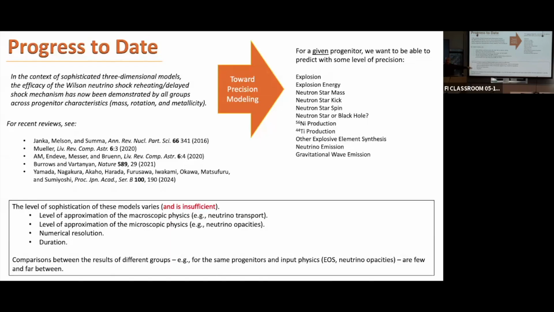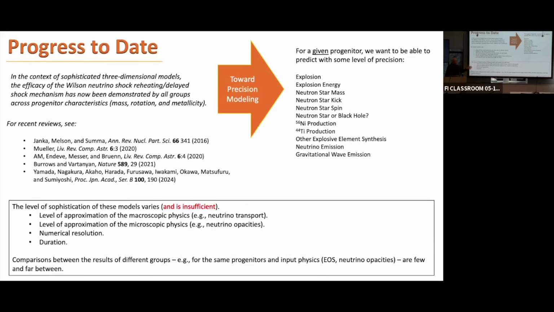The numerical resolution in the models has varied from very low resolution to high resolution, and the duration of the simulations has varied. We now know from the multi-D simulations that have been conducted by multiple groups across the world over the years that the supernova unfolds over not a half second or 1 second, but 3 to 4 seconds. The explosion energy still grows in massive progenitors like 25 and 30 solar mass models. It still grows after 4 seconds of evolution.